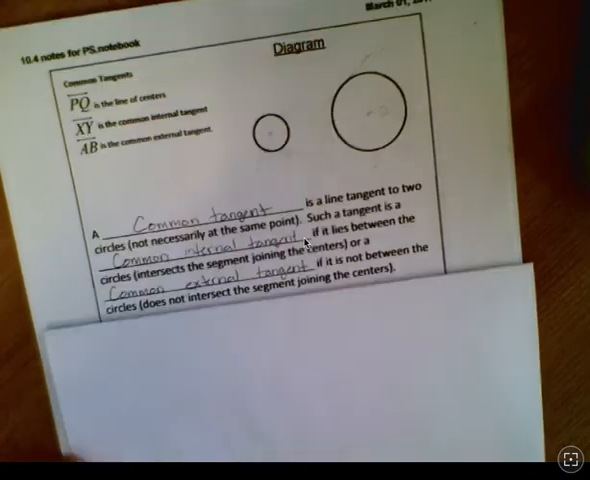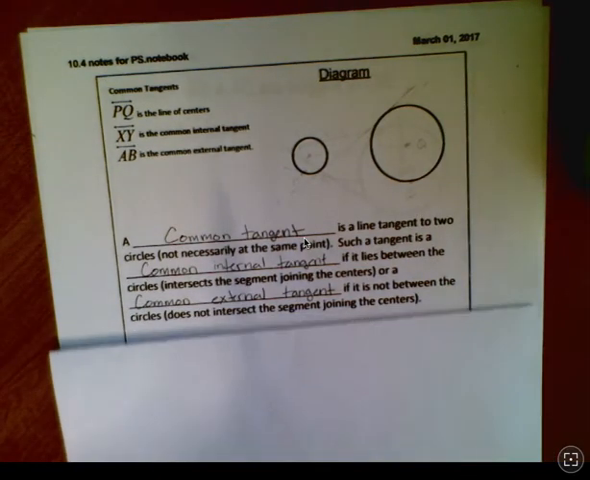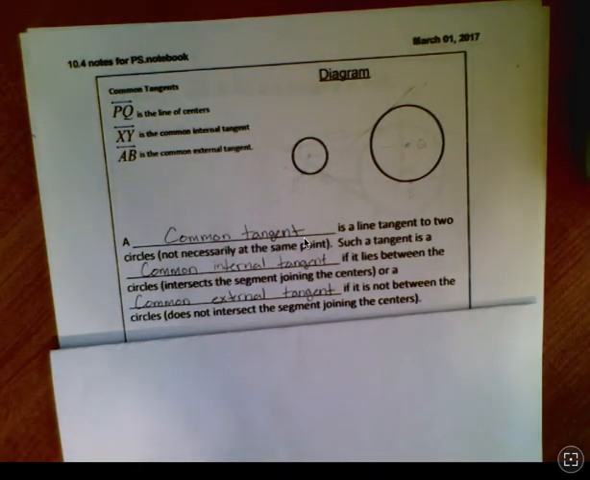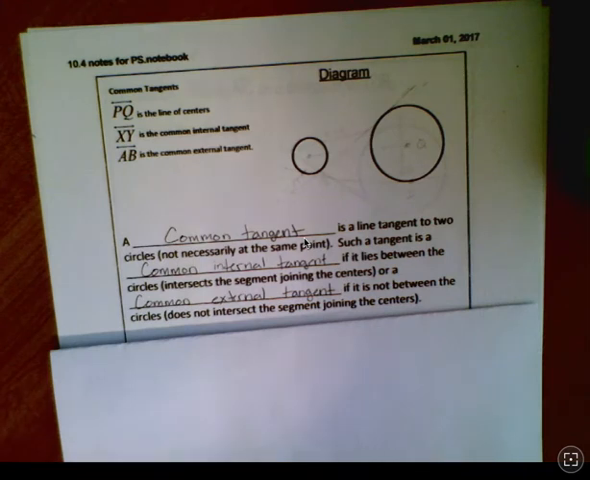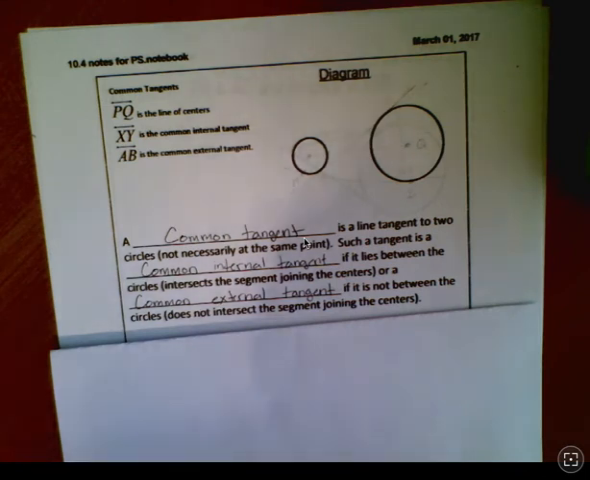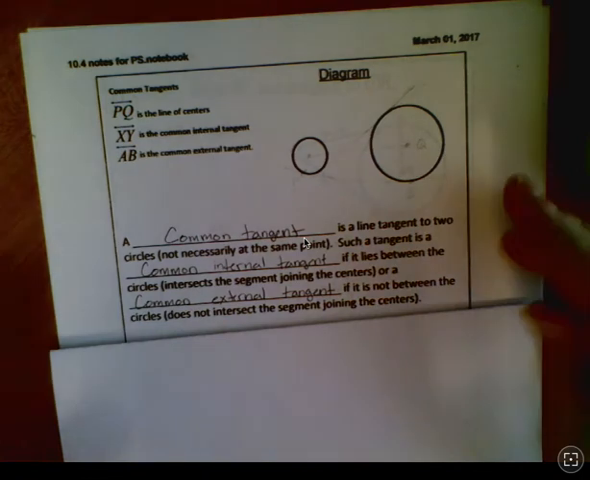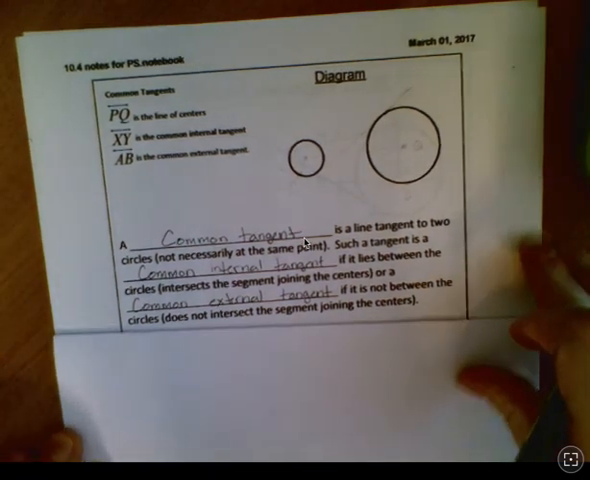All right, let's draw. So I've got a couple more definitions, and I'm going to draw what this looks like. A common tangent is a line tangent to two circles, not necessarily at the same point. That tangent is a common internal tangent if it lies between the circles, and it would be a common external tangent if it's not between the circles. So I'm going to show you what this looks like.